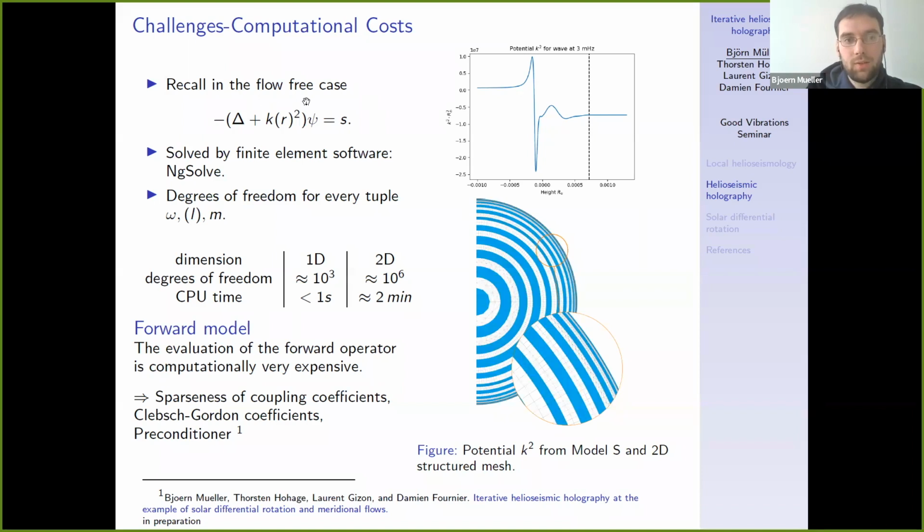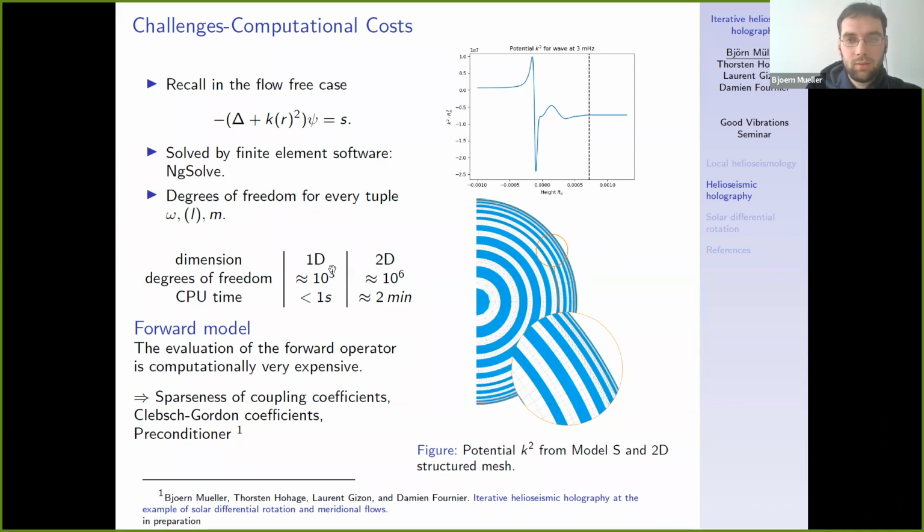So let's do a simplification. There are no flows, which means that our equation just looks like this. And now if you look at this potential k squared at 3 millihertz, you see it has some kind of strange behavior. It's very close to the surface here. And in order to model this, we need a very fine finite element grid. For example, here, it becomes very fine close to the solar surface, and therefore we have a lot of degrees of freedom.